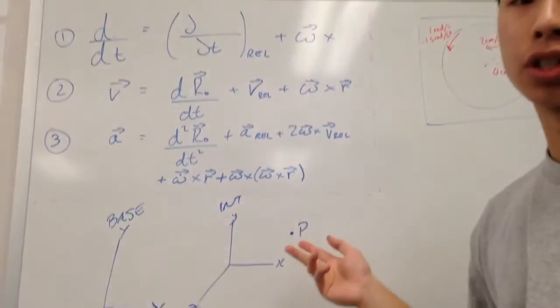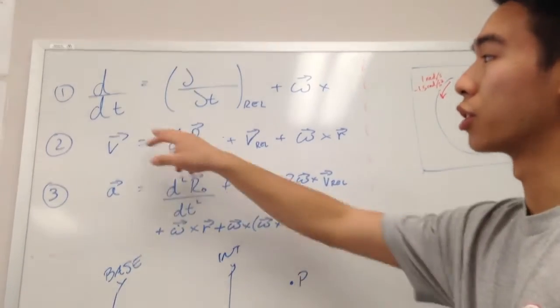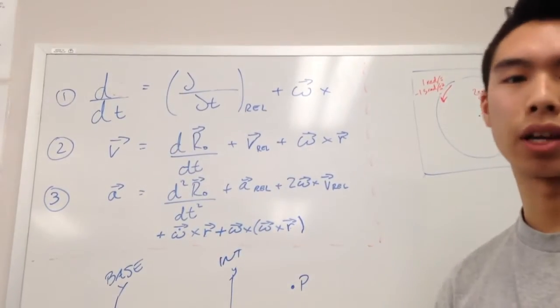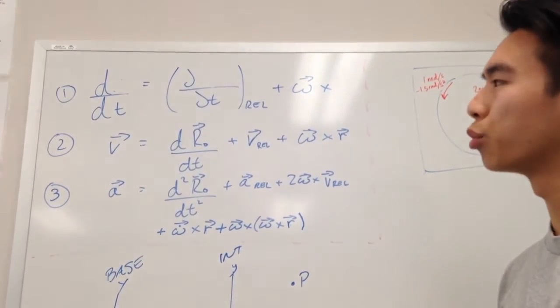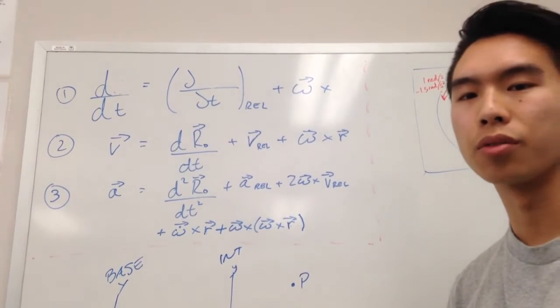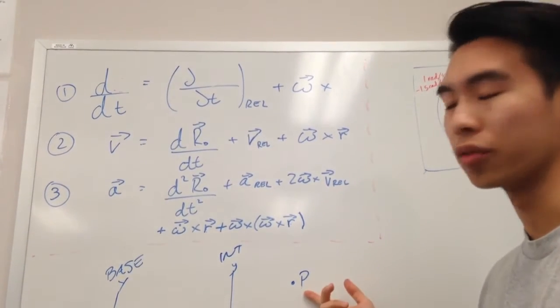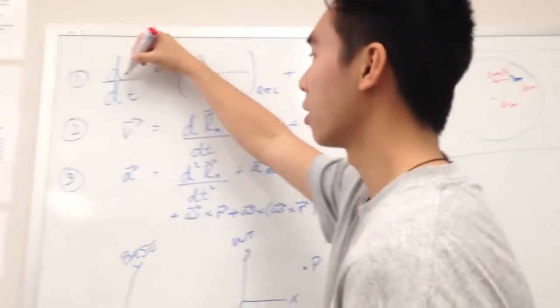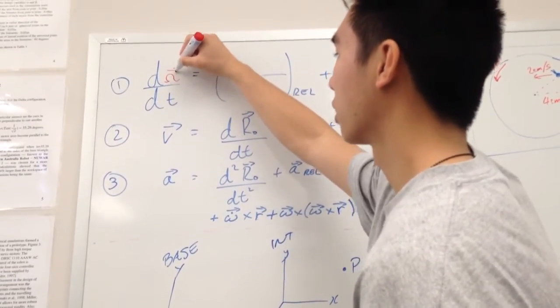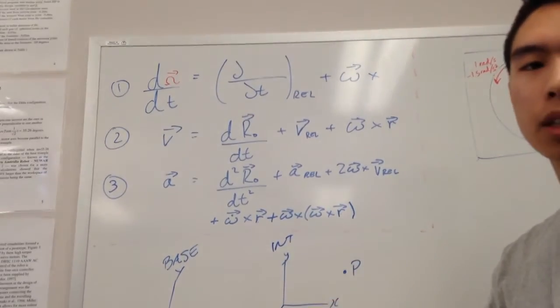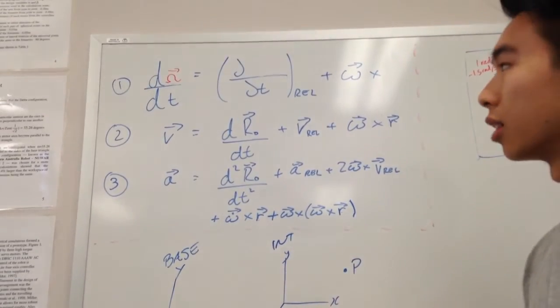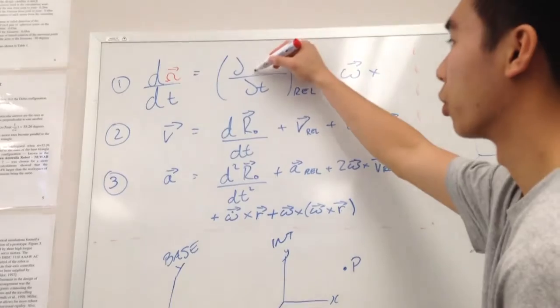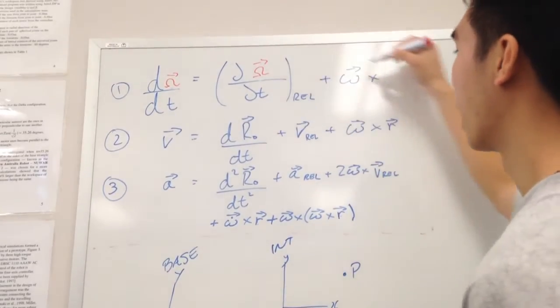This is an operator which is used to find the time derivative of any vector. So for example, say your point of interest is spinning around at a certain angular velocity omega, and you want to find d omega by dt, so the angular acceleration. You would put omega here and omega here.